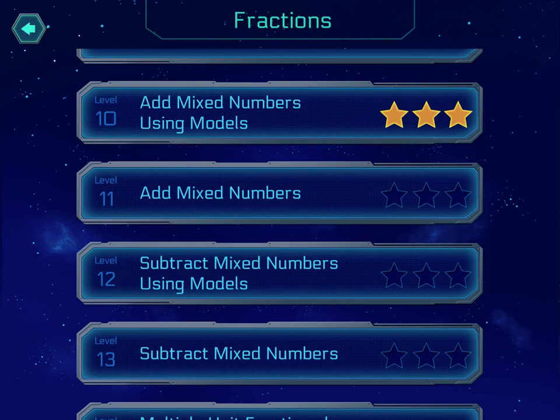In today's Splash Math lesson, you're going to practice this on level 10, add mixed numbers using models, okay? So as a reminder, up to this point, you should be done with all of the fraction levels in Splash Math, 1 through 9. So we're going to start today on 10.